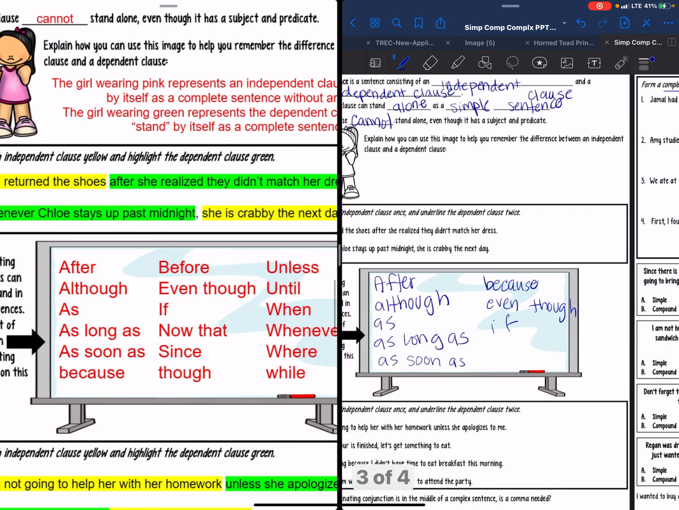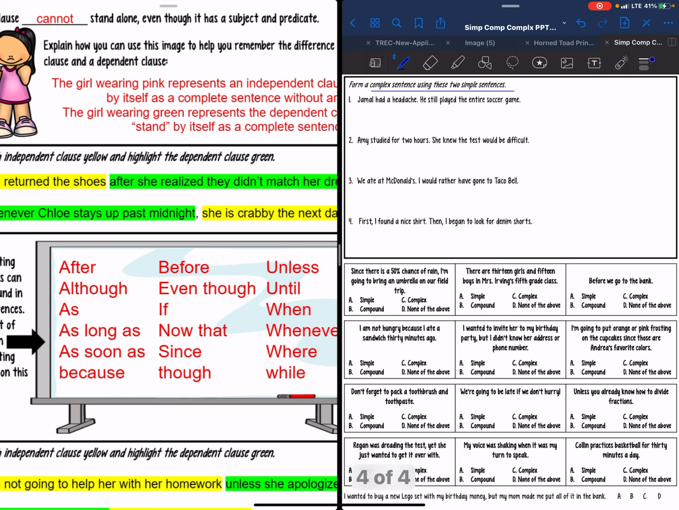Okay, so Jamal had a headache. He still played in the game. So I could make this into a complex sentence by saying, although Jamal had a headache, comma, he still played the entire soccer game.